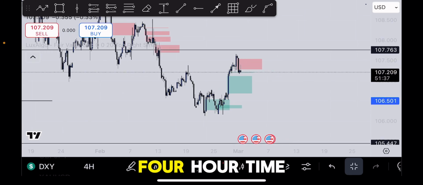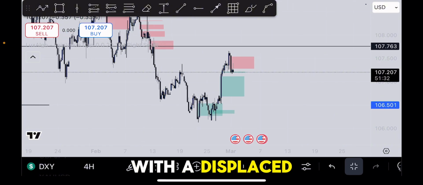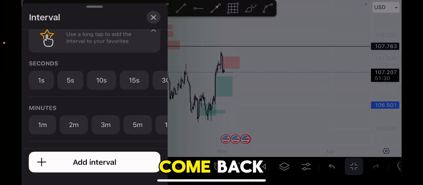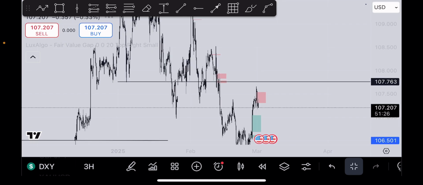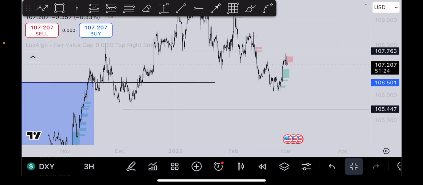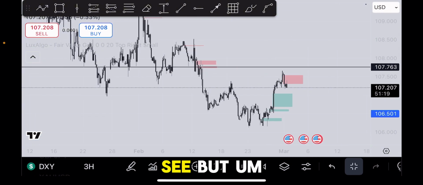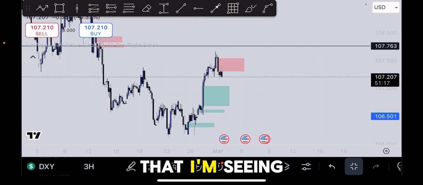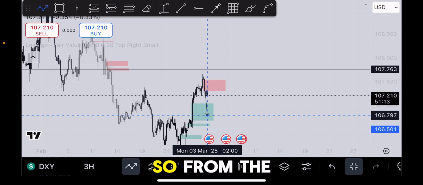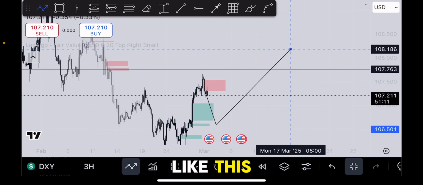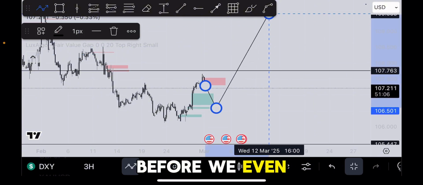If you go to the 4-hour time frame, we can see that we had a displacement higher. So now we just wait and see. But from the structure that I'm seeing from the lower time frame, it's possible that we still have a continuation. So from the lower time frame, I'm looking at something like this before we even go higher.